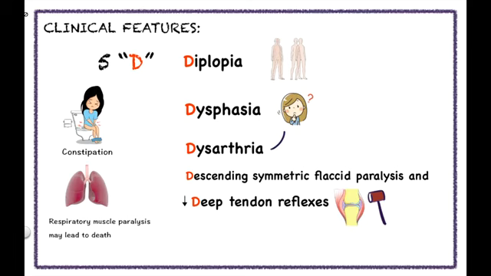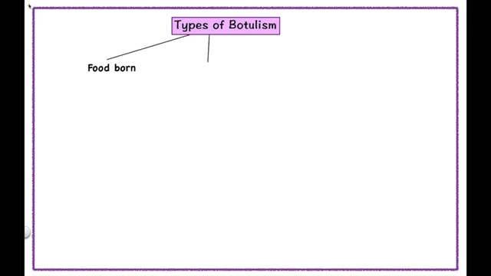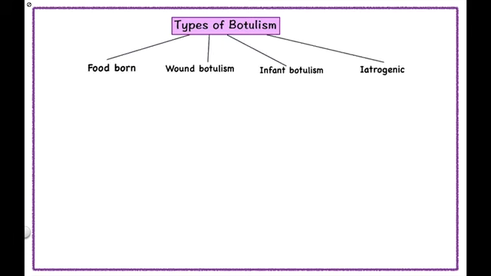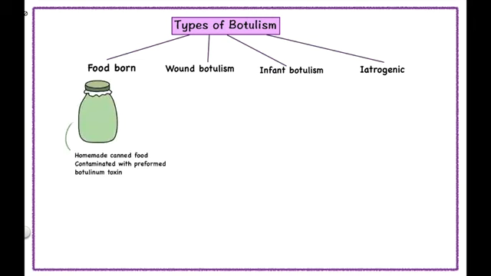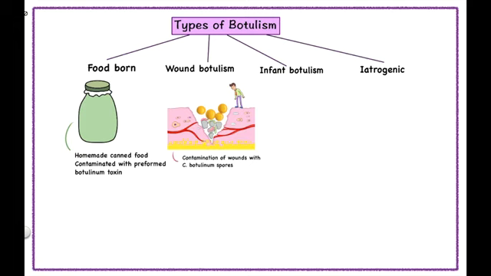Now let's discuss the types of botulism. First is foodborne botulism, which results from consumption of foods contaminated with preformed botulinum toxin, which is commonly due to consumption of homemade canned food. Then next is wound botulism, which results from contamination of the wounds with Clostridium botulinum spores. It presents like foodborne botulism except for the absence of gastrointestinal features.